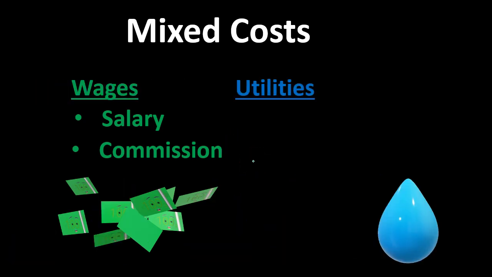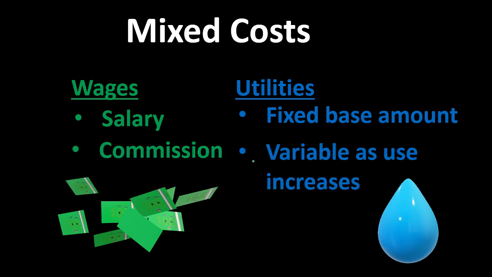Utilities might have a different breakout for different reasons. So it might have a fixed base amount. For example, if we don't do anything, we might have a base amount of utilities. We still have to pay some utilities, possibly. And then it might go up at some type of fixed or variable type of rate after that point. So it might act as a variable at some point. So you can see that when we think about these mixed costs, we're going to have to go through all of our costs, first of all, and see where they categorize them. Are they fixed? Are they variable? Are they mixed?